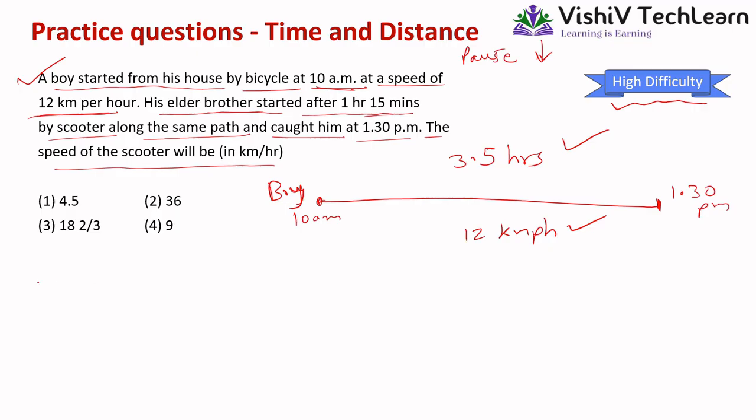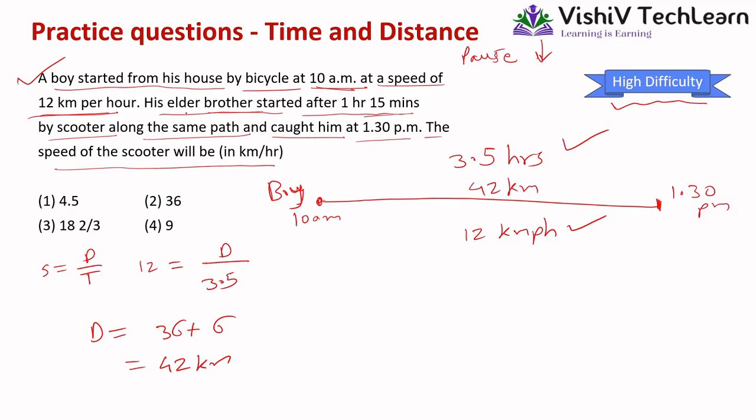Correct? So speed is equal to distance upon time. This formula we already know. Now speed is given, which is 12 km per hour, equals distance, which we have to calculate, upon time, which is 3.5. So distance will be equal to what? This distance will be 12 3s are 36 plus half of 12, which is 6. So this distance is 42 km.